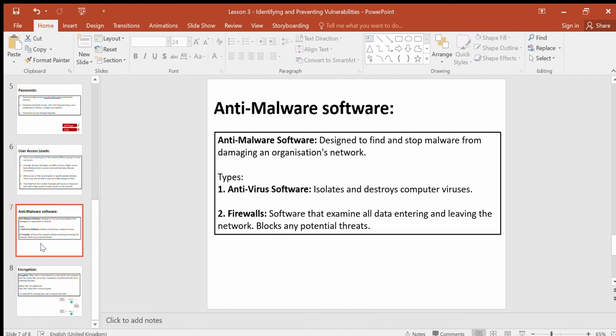Moving on to anti-malware software, again, something we've already talked about quite a lot. The purpose of anti-malware software is it is going to identify that malware before it's done any damage to your network. Antivirus, as it says on the tin, identifies and destroys computer viruses. And firewalls, they examine all data entering and leaving the network, and then block any potential threats.